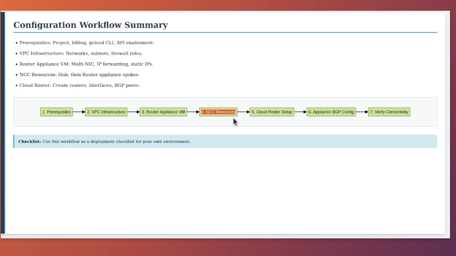After that, you create the Network Connectivity Center resources. First the hub, then the Router Appliance spokes referencing each interface of the Router Appliance virtual machine. Next, you create the cloud routers in each VPC network, add redundant interfaces to each cloud router, and configure BGP peers to establish sessions with the Router Appliance. Finally, you configure BGP on the Router Appliance itself using vendor-specific commands. Verify that BGP sessions are established, confirm routes are being exchanged, and test end-to-end connectivity.